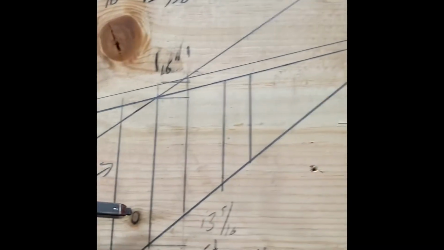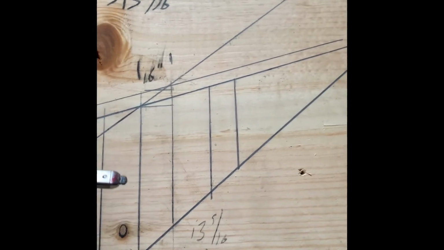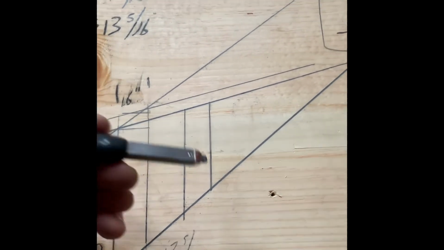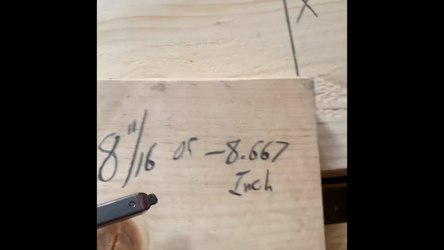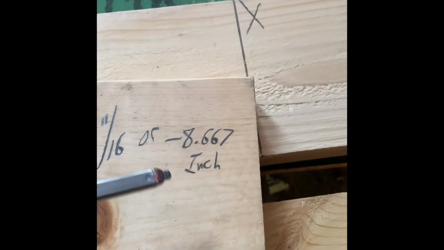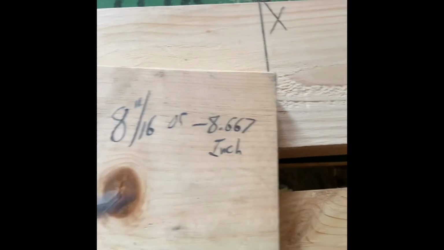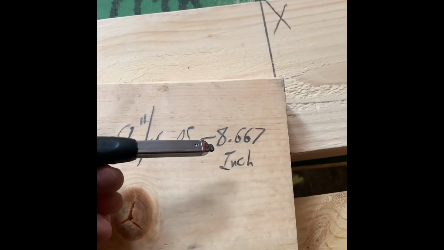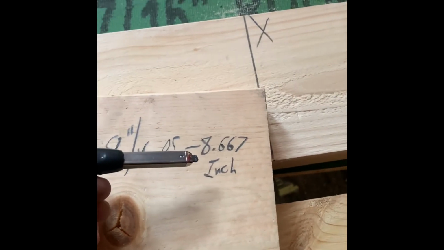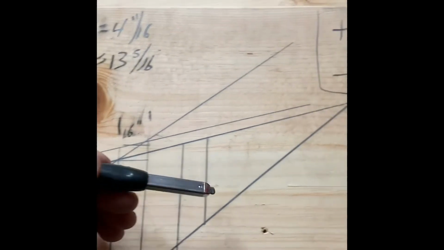So that means that each consecutive stud is 8 11/16 shorter than the previous one. So I actually changed that into decimal form so that when I give it to my guys, they can punch in the most accurate number possible. So once they measure in that first stud, they're simply going to take out 8.667 inches for each consecutive stud.